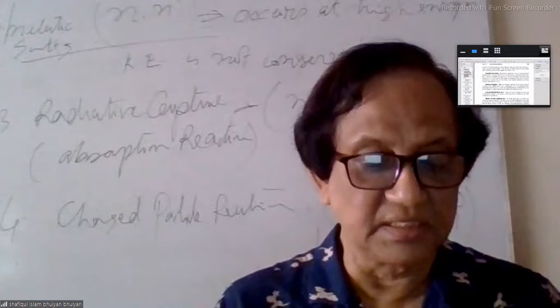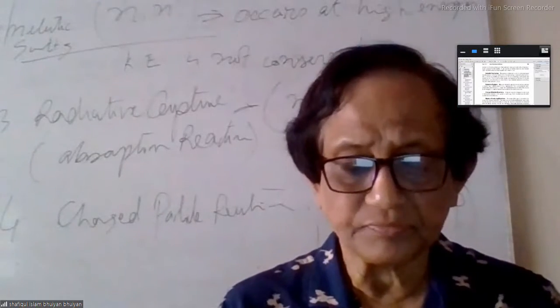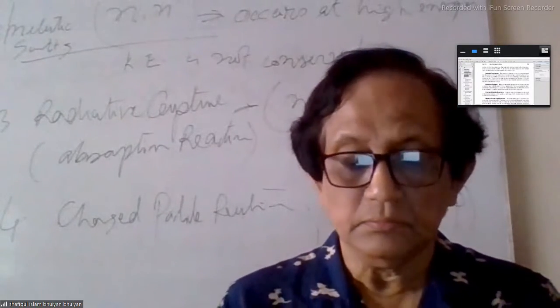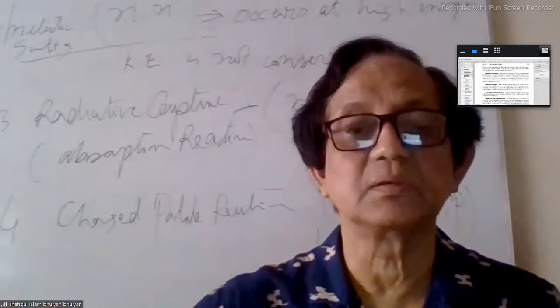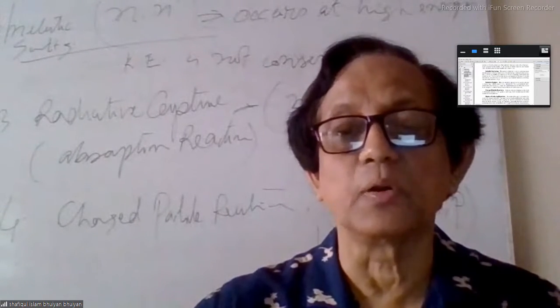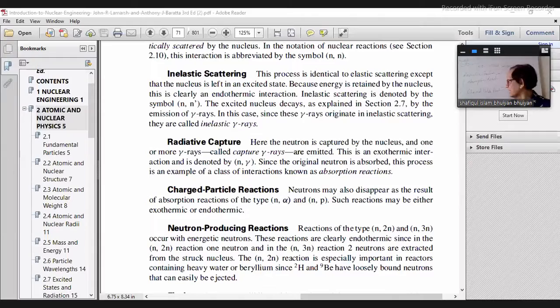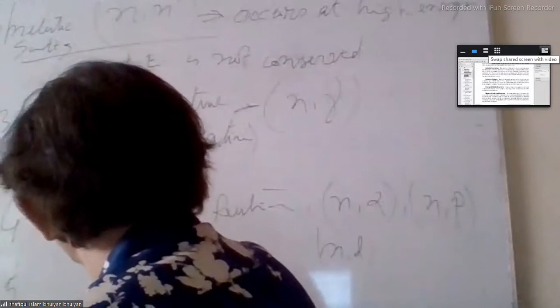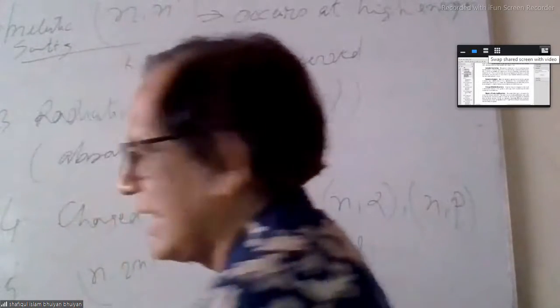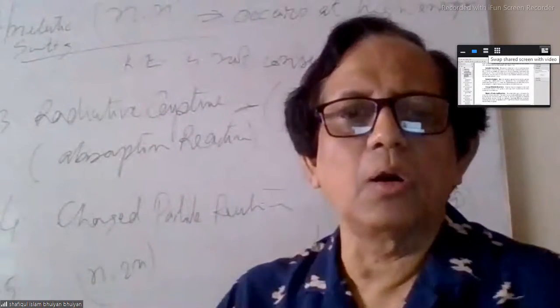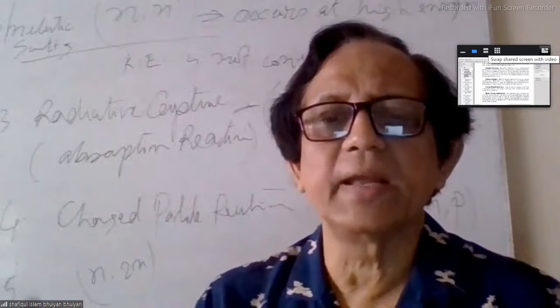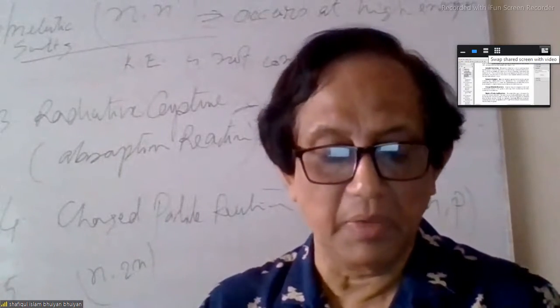I'm trying to finish this, and then we have neutron producing reactions. This is very important. Reactions of the type (n,2n), neutron producing reactions. Number 5 is (n,2n) or (n,3n) or more, and so on.